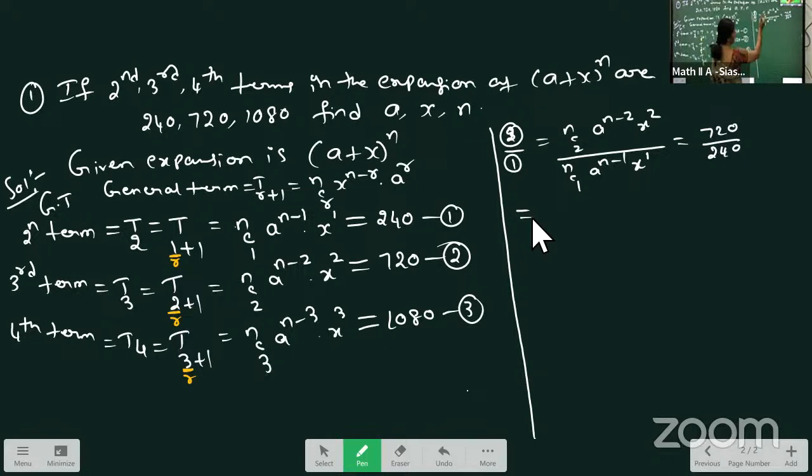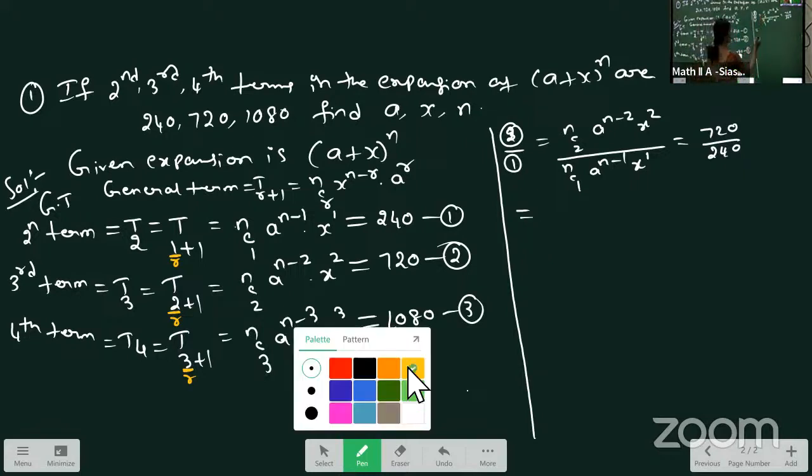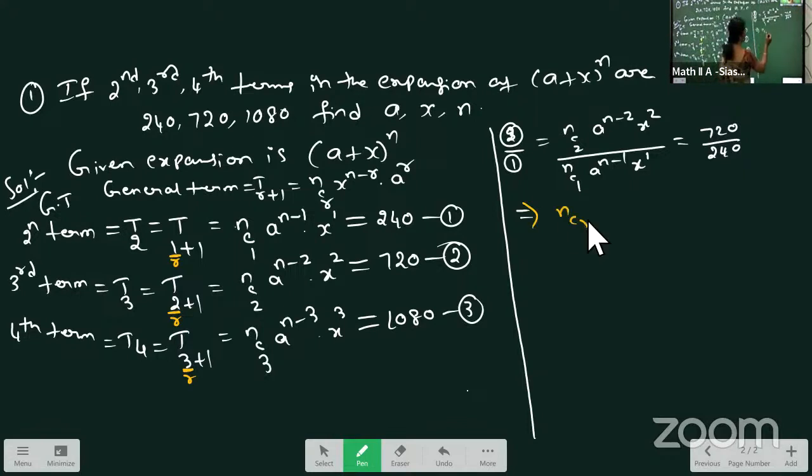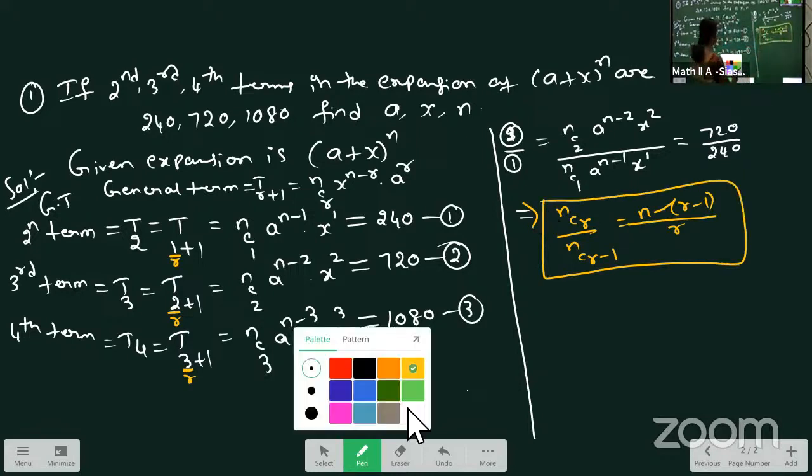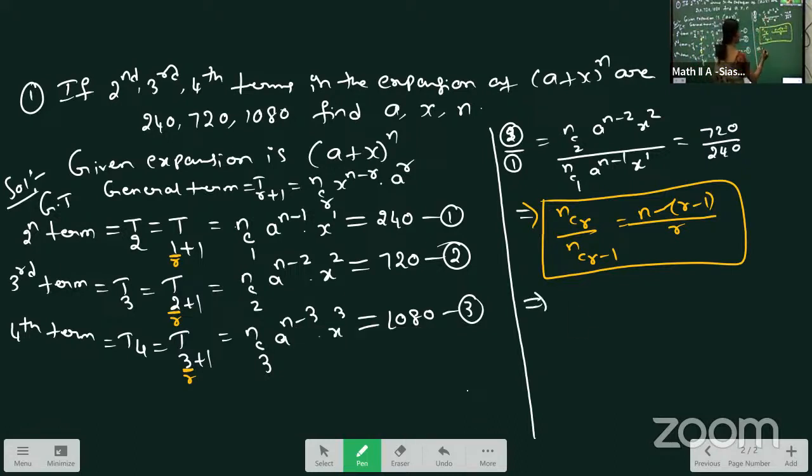Now, in last class, I have given the formula. If the concept is in the form of nCr by nC(r minus 1), we can write it as (n minus denominator suffix) by numerator suffix. By applying this concept here, direct simplification, nC2 by nC1 can be written as (n minus 1) by 2.